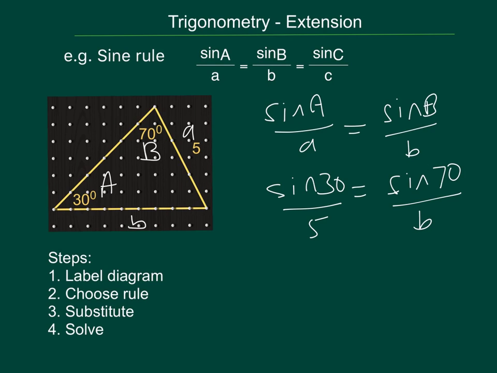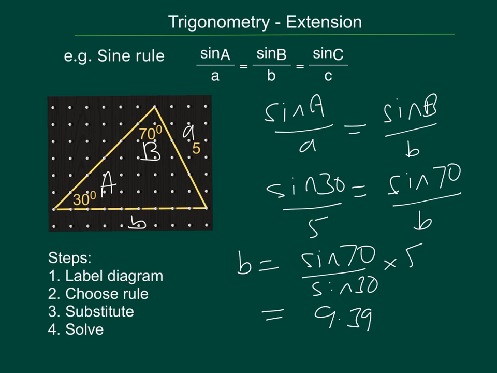If I transpose the equation, I'll end up with b equals sine 70 over sine 30 times 5, and that ends up being equal to 9.396 or 9.397.